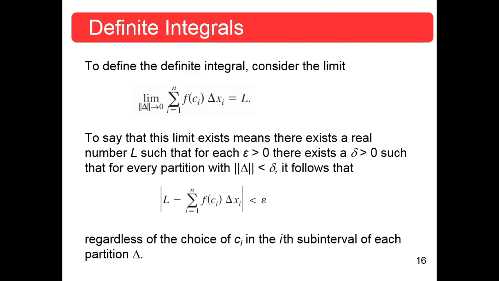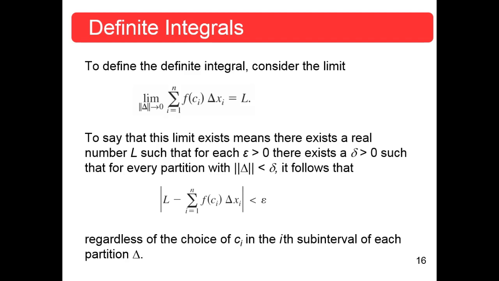Consider that limit. To say the limit exists means there exists a real number L such that for every epsilon greater than 0, this is a good old limit thing again, there exists some delta greater than 0 such that for every partition in which the norm is less than that little delta. See, this is a capital delta, that's a little delta. It can be really confusing. So let's just call this norm. The norm is less than delta.